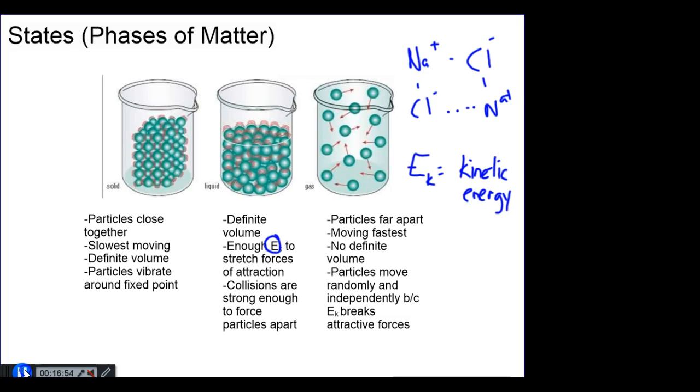Liquids have vibrational motion in their particles, so they're vibrating. But they also have rotational motion, so they're shaking and they're going around at the same time. And because they're going around, they start to bump into each other. Now, if I start to go really fast, I'm going to bump into other things more. And those collisions can force particles farther apart.